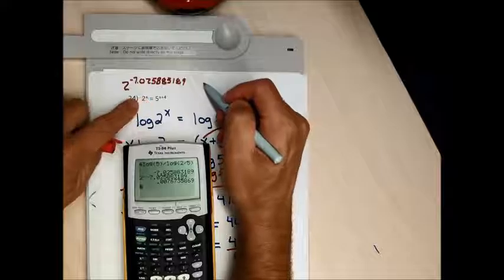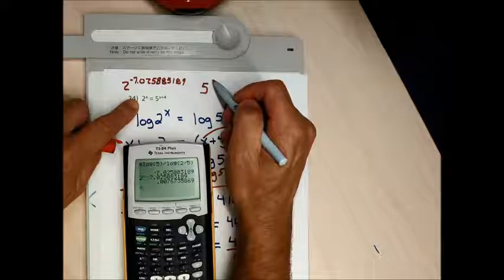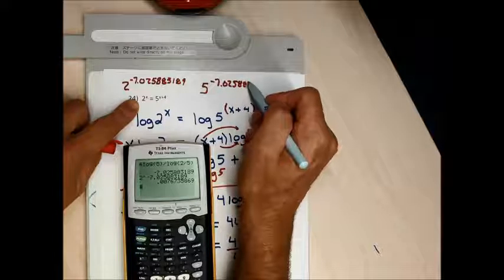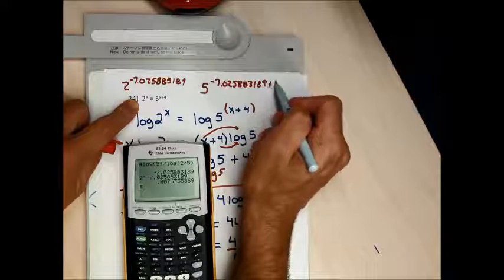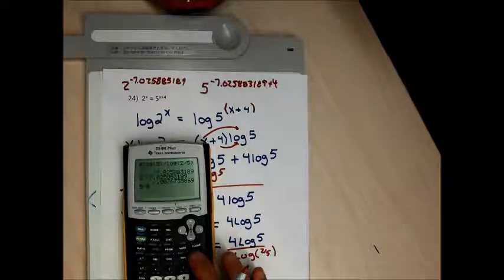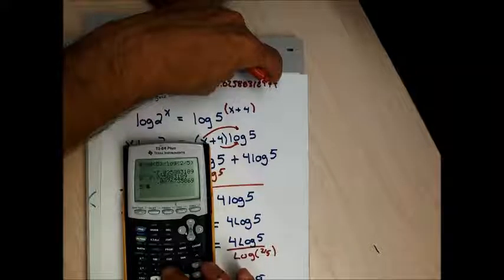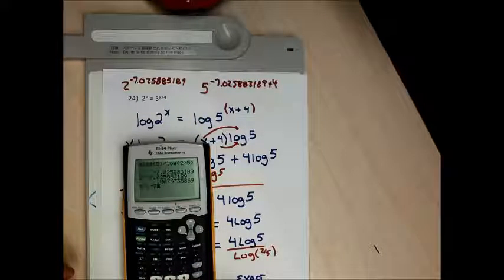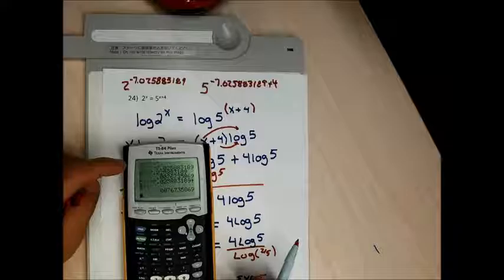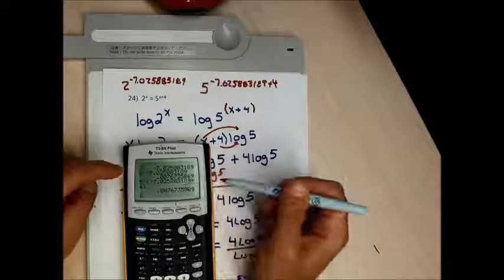On the right-hand side, I need to do something similar. Go 5 to the negative 7.0258883189 plus 4 power. And I'm going to do that on my calculator by going 5 up arrow. And I'm going to put a parentheses in for that operation, negative 7.0258883189 plus 4. When I hit enter, if I get this number that's right above there, then my answer is correct. And if you look at that number and that number, they're exactly the same.